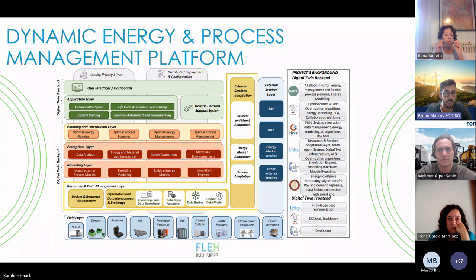and at the same time providing the stakeholder who is using the platform a decision support system able to assist them in the decision making towards activating flexibility or demand response services to the TSO, to the DSO, according to their needs or according to their strategic planning. So Flex Industries is mainly focusing on making this platform highly replicable, highly adaptable.